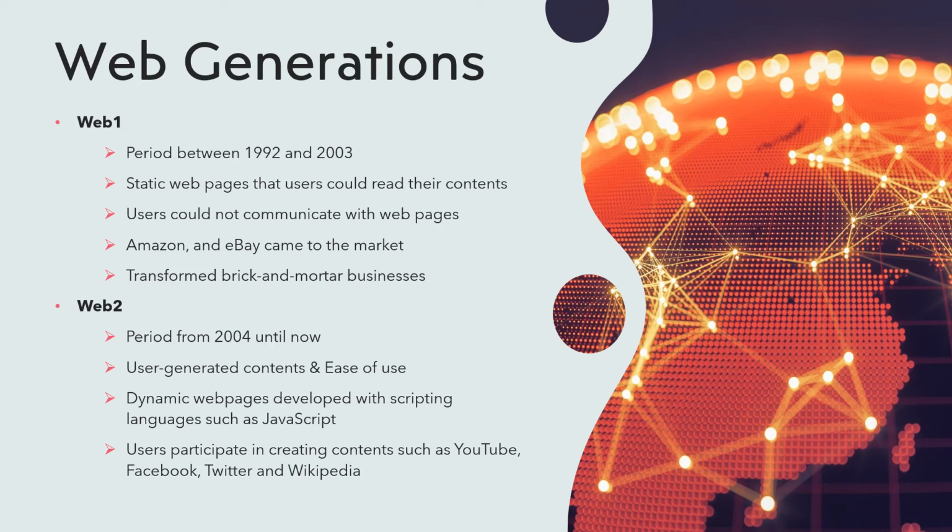Web 2 is also known as user participatory web, which allows users to create web contents. Social media such as Facebook and YouTube came into existence in the Web 2 era. Web 2 enabled users to interact with each other through social media to form virtual communities. For example, Wikipedia is a user participatory platform for creating contents.